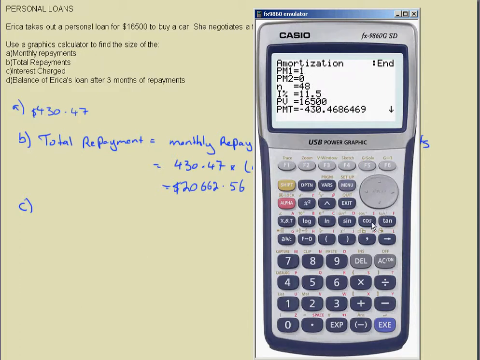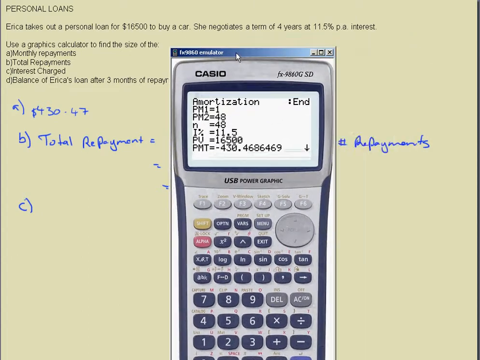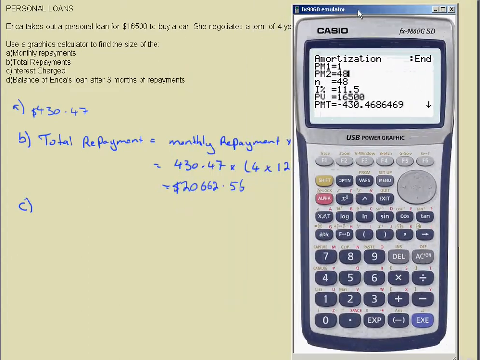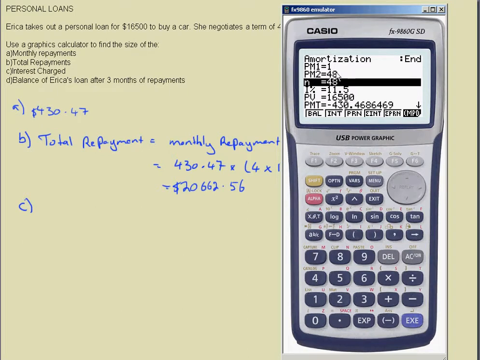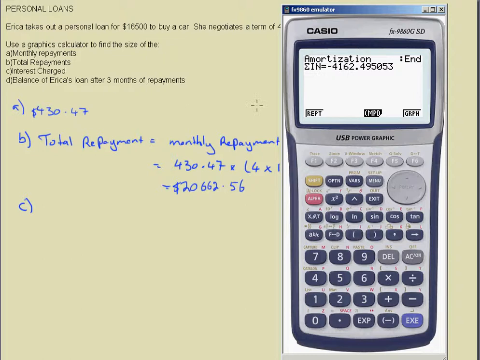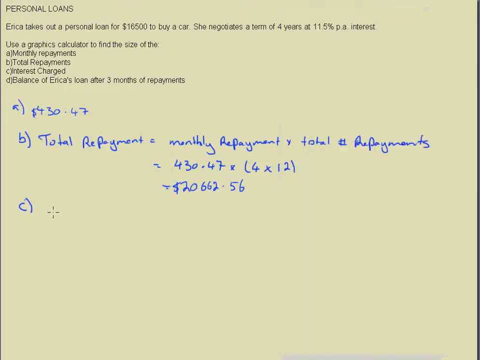So we're interested over the entire period of the loan. So that's from payment 1 to 48, remembering 4 years, monthly repayments, 4 times 12, which is 48. And it's filled us in here, 48 payments, and with a future value of 0. Good, it's all there. We are looking at our sigma interest, the sum of the interest. And here it is, $4,162 and rounding up, 50 cents.